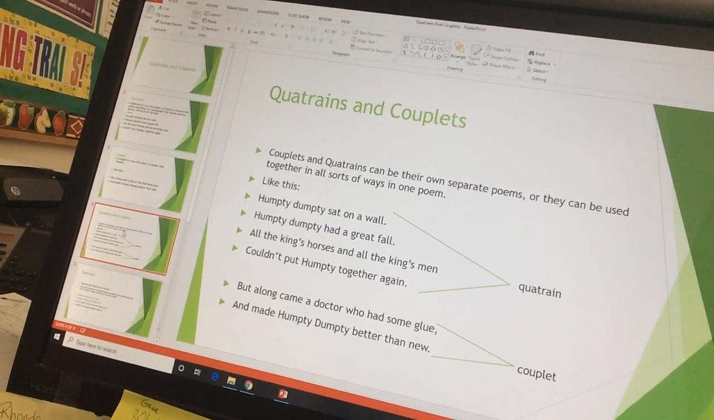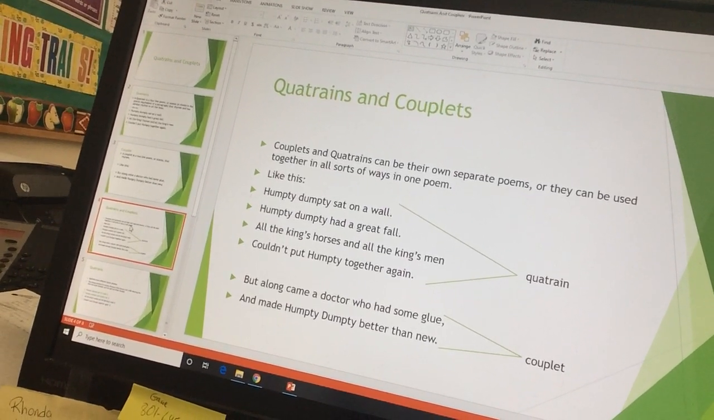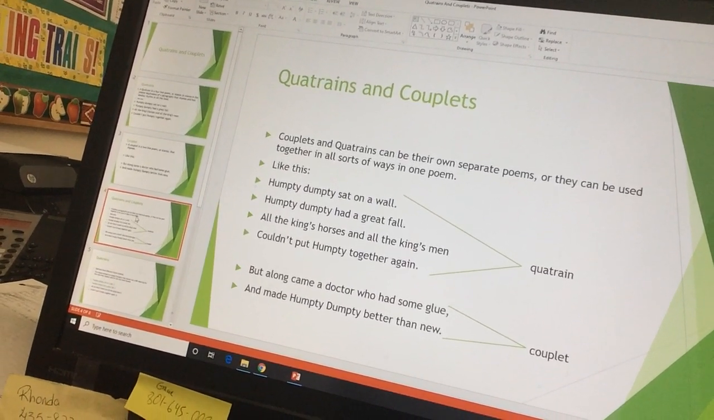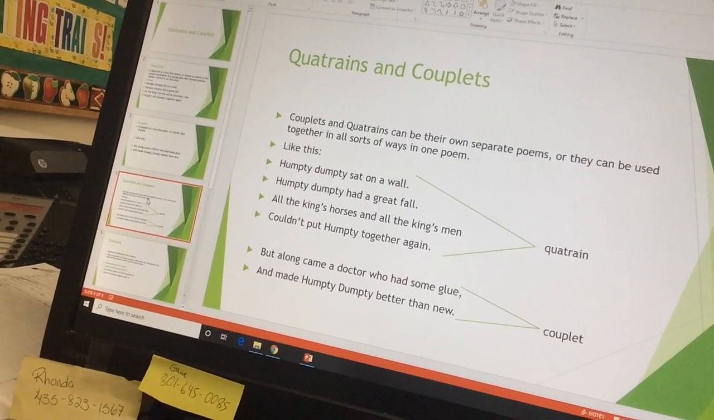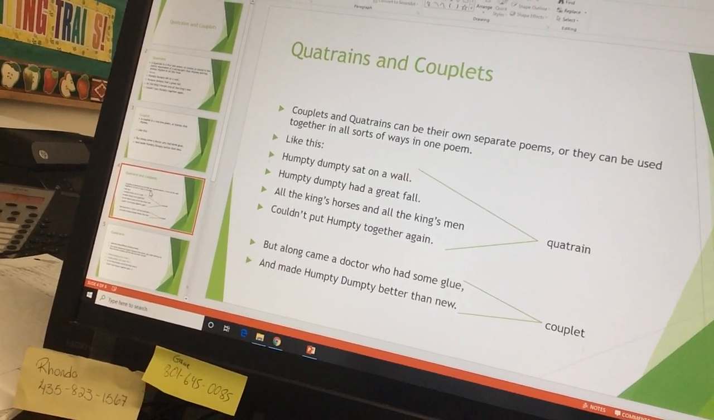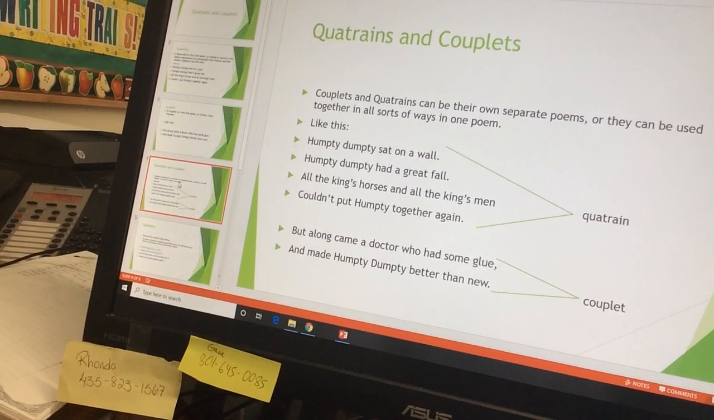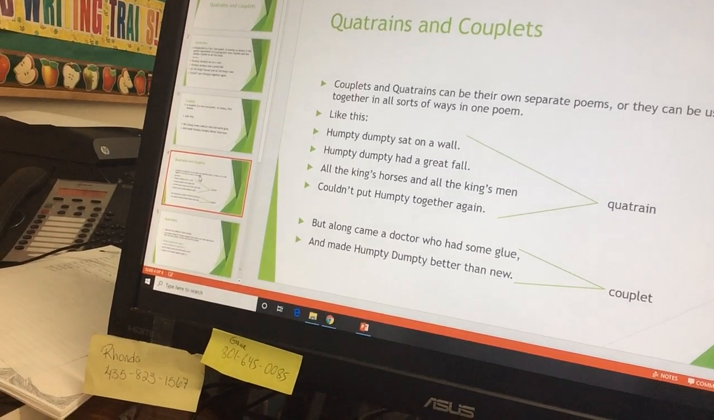Humpty Dumpty sat on a wall, Humpty Dumpty had a great fall, all the king's horses and all the king's men couldn't put Humpty together again. But along came a doctor who had some glue and made Humpty Dumpty better than new. So it has 2 stanzas in it. One is a quatrain and one is a couplet.